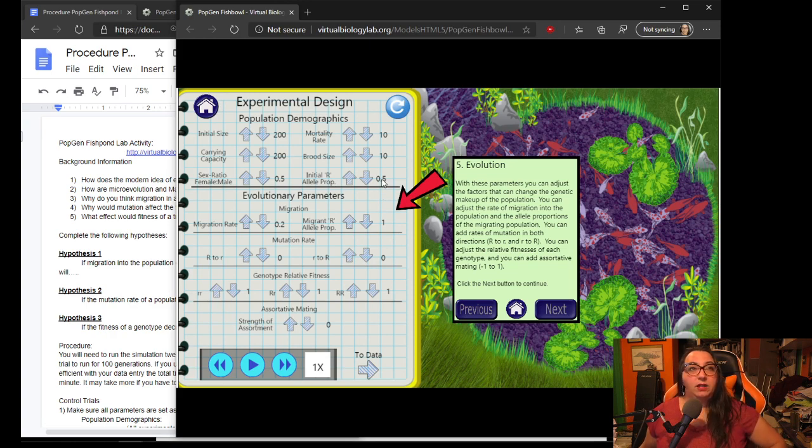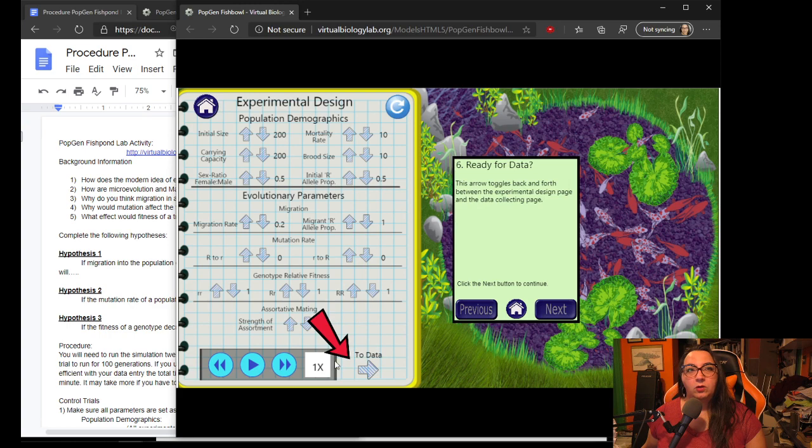And then the genotypic relative fitness, we get some control over. And that's how easily is there an advantage, let me say it that way, is there an advantage to having one genotype over the other? Is there an advantage to being red versus white or having spots? Assortative mating we're not going to deal with. We're just going to leave that at 0, and I don't really mention it in the procedure at all.